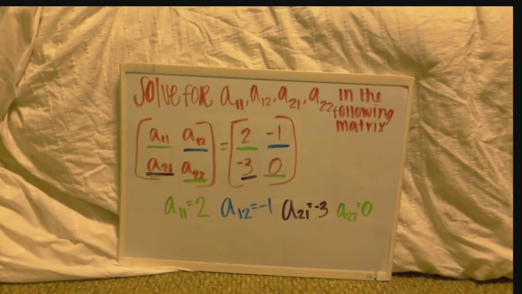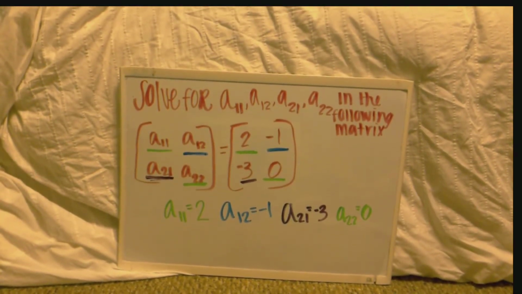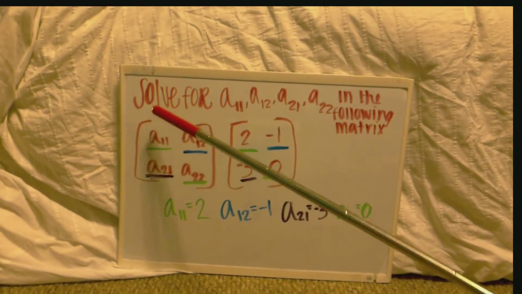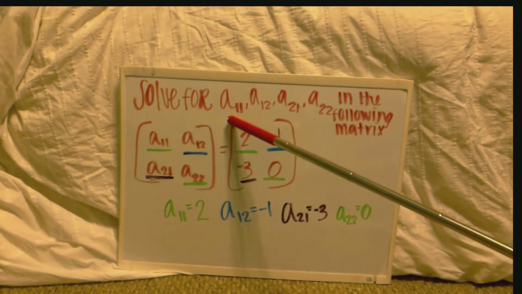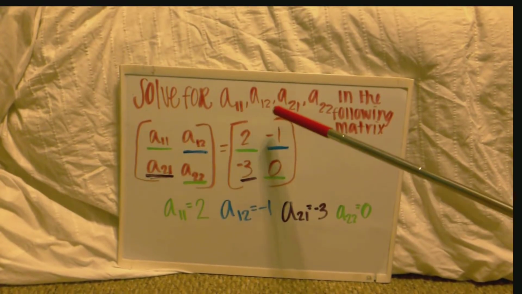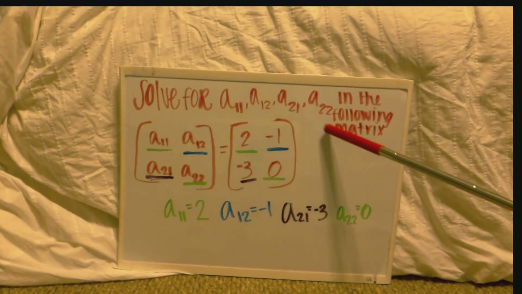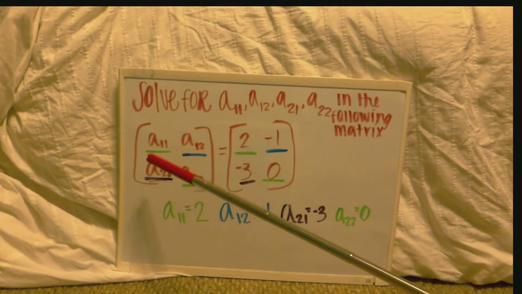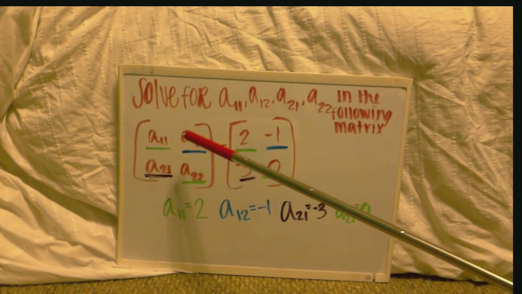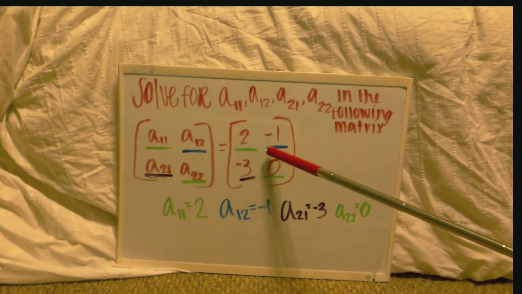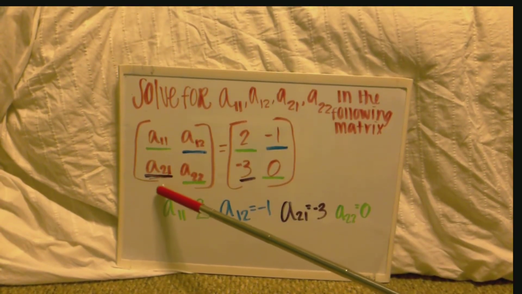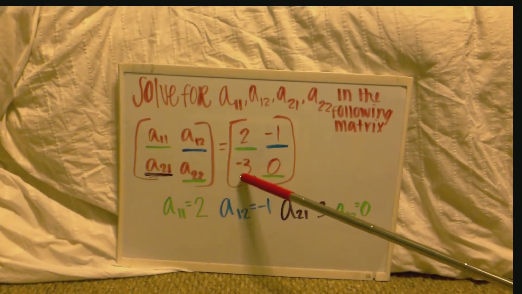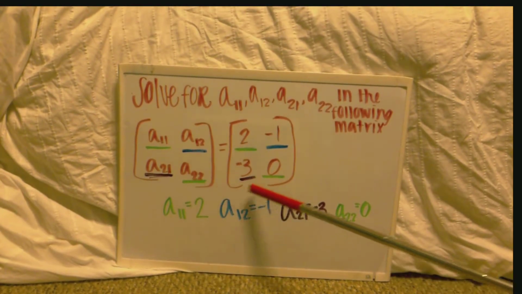Good morning, class. Today we're going to start with A2, operations with matrices. So with example 1, it says solve for A11, A12, A21, and A22 in the following matrix. As you see, they both equal each other. So A11 equals 2, A12 equals -1, A21 equals -3, and A22 equals 0.